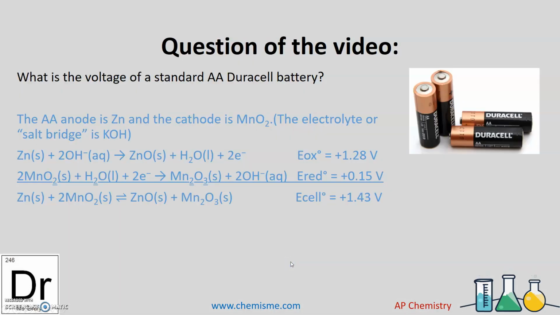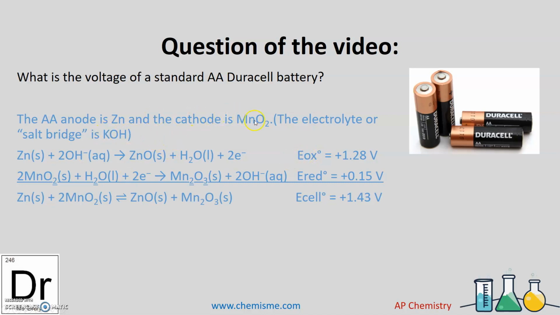So back to the question of the video, to sum it up. What's the voltage of a standard AA battery? With a AA battery, if you look it up, the anode is zinc reacting with hydroxide ions in the salt bridge. So this is the oxidation, sorry, because zinc's going from 0 to +2. The oxidation potential is 1.28. They negated it for you already because it says ox.